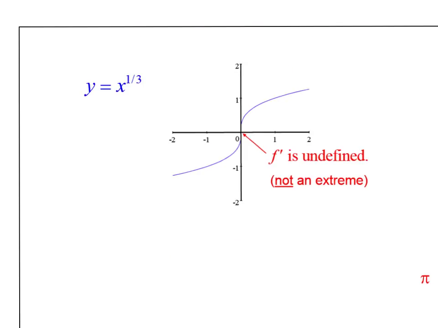So be careful, everyone. Just because the slope of the tangent line is undefined, a vertical tangent, does not mean you have a minimum either. That is your lesson for today.